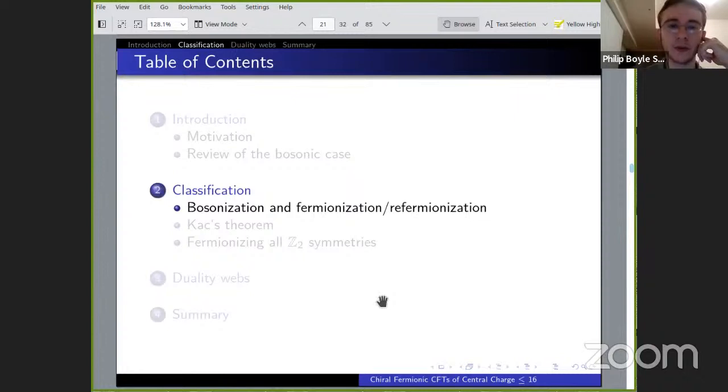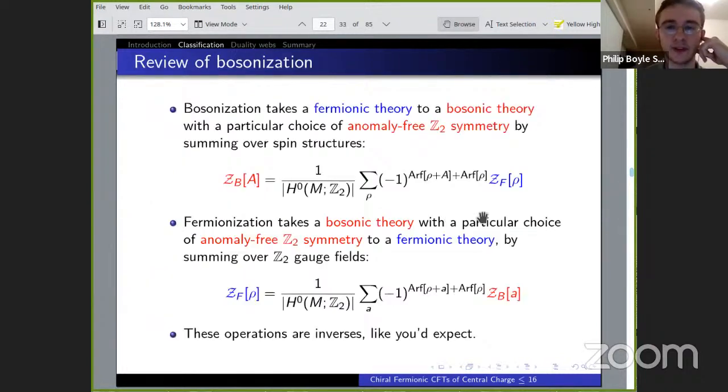So this brings us to our review of bosonization and fermionization, and a strange thing called refermionization. Bosonization takes a theory to another theory. In particular, it takes a fermionic theory, which I'll denote in blue, to a bosonic theory plus a particular choice of anomaly-free Z2 symmetry, which I'll always denote in red. It does so by summing over spin structures. If we take the input fermionic theory, which is a function of spin structure, then the operation performs a sum over spin structures rho, weighted by some signs, with a normalization factor, and this is the resulting bosonic theory. It's a function of a Z2 background gauge field A, because if we're talking about a bosonic theory with a particular choice of anomaly-free symmetry, we had better specify how it responds to a background gauge field for that symmetry. So A also appears in this combination of signs.